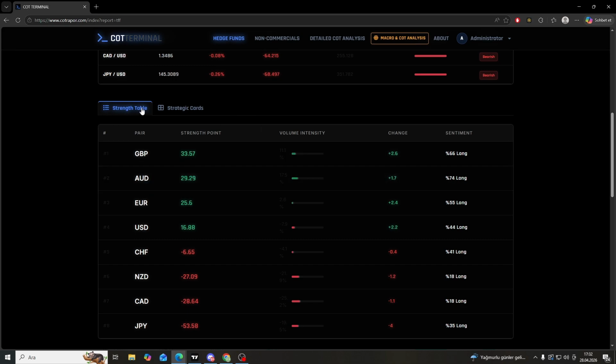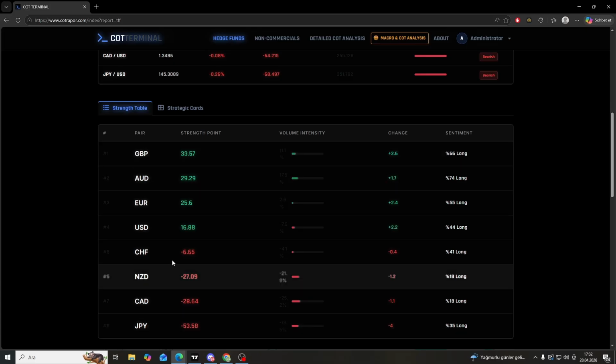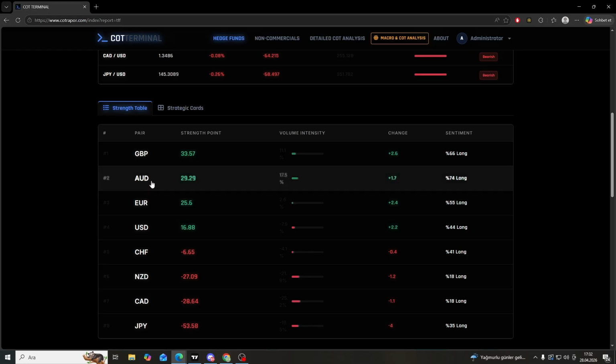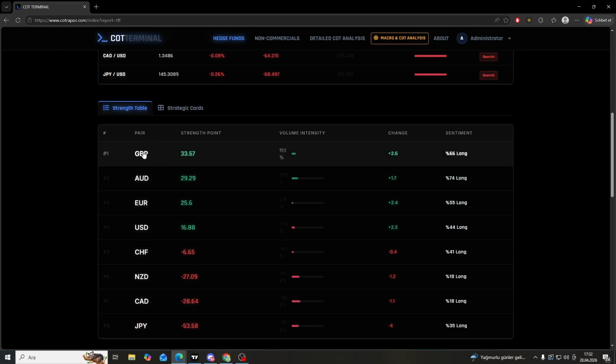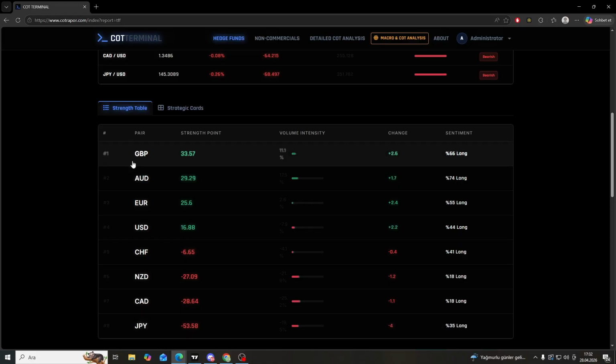We are looking at the strength table, and the first currency is the strongest and the last is the weakest. So if we cross them, we obtain GBP JPY as the strongest pair, and the second strongest pair is GBP CAD.